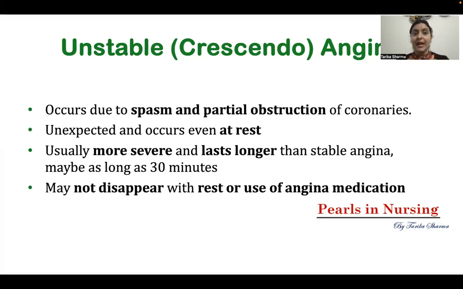Then, if a person has unstable angina, which is also known as crescendo angina, what happens? It might occur because of spasm and partial obstruction of the coronary arteries. So, there is obstruction in the coronary arteries because of cholesterol, and along with that there is spasm in the coronary arteries, which can cause the unstable type of angina. This might be quite unexpected, and even a person who is at rest may have unstable angina. It has been seen that it is more severe as compared to stable angina, and it lasts longer than stable angina.